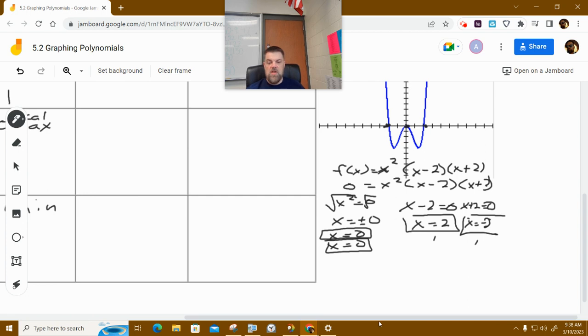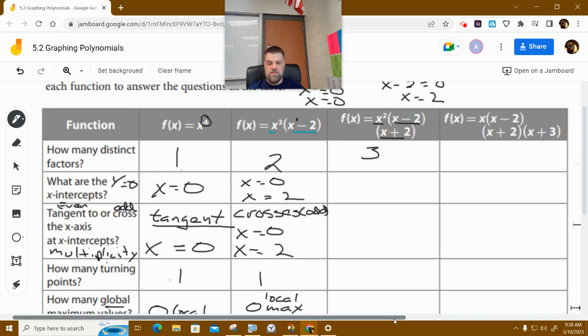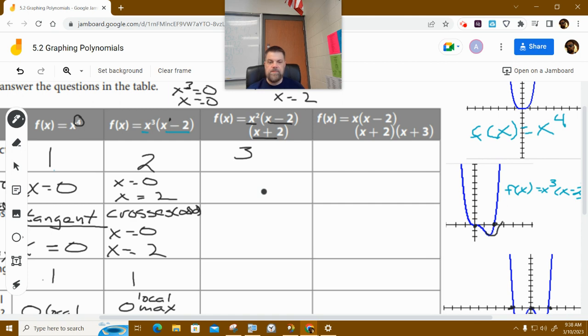Okay. So then, let's go up here. Then we have x equals 2, x equals -2, and x equals 0. Those are where it crosses the x-axis. It's tangent at x equals 0, and then crosses at x equals 2 and x equals -2.